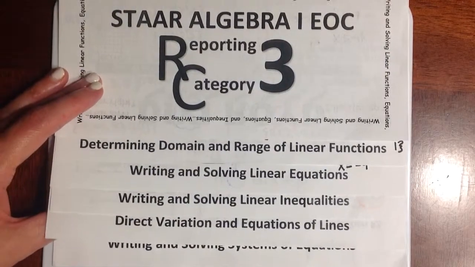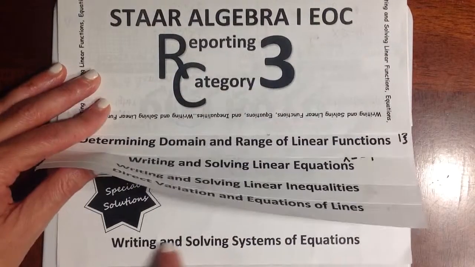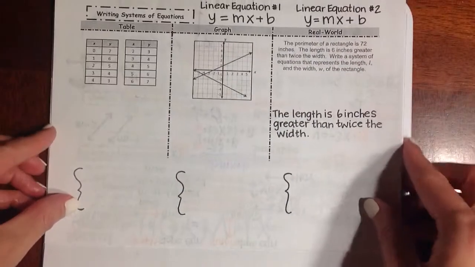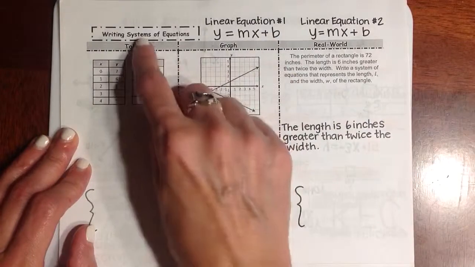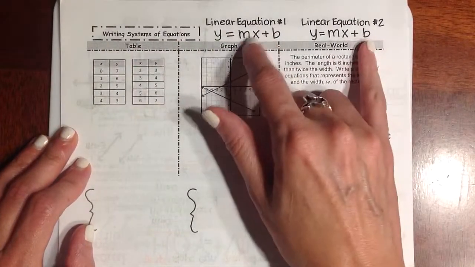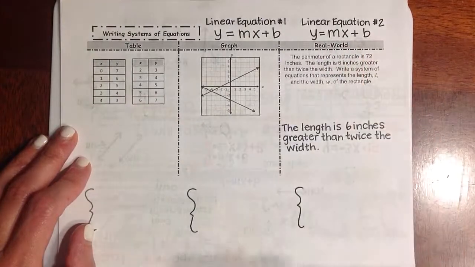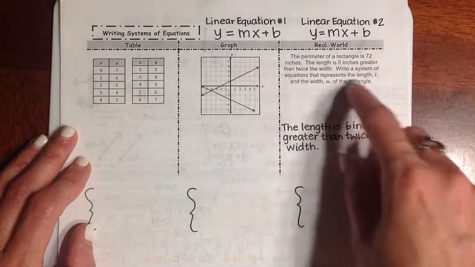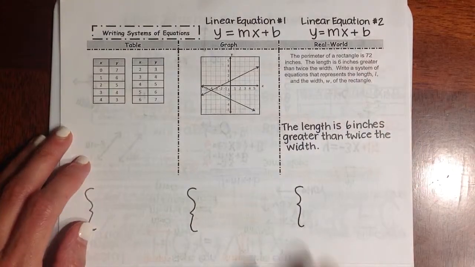Okay, so we're going to look at the last review for category number 3. We're going to look at writing and solving systems of equations. So we're going to open this up and look at writing systems of equations. Remember, a system of equations is where you have two linear equations. So you want to write them both in y equals mx plus b format, or for word problems, you're going to be writing them possibly in standard form.